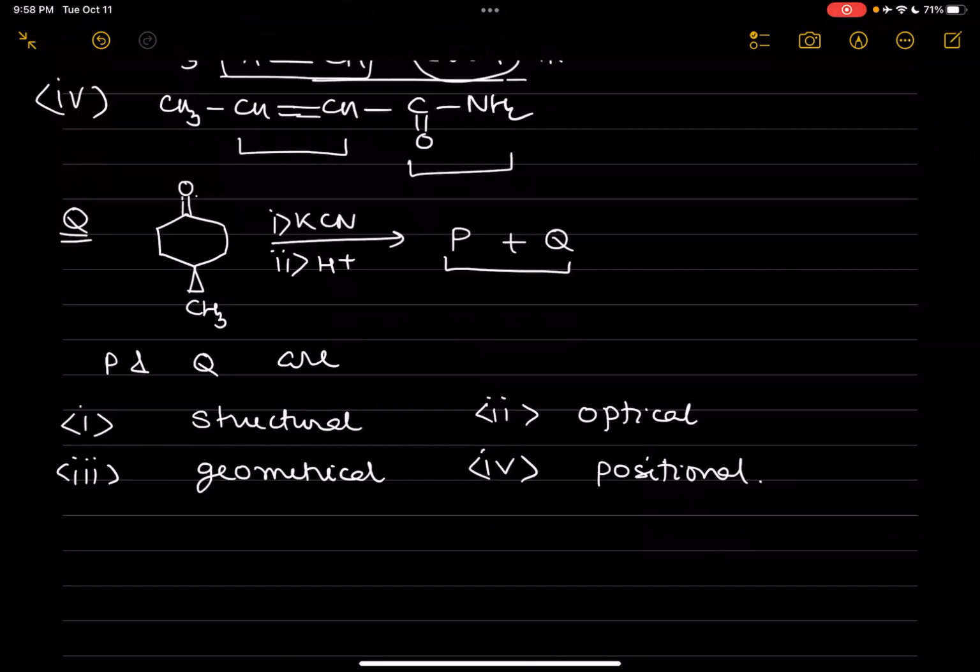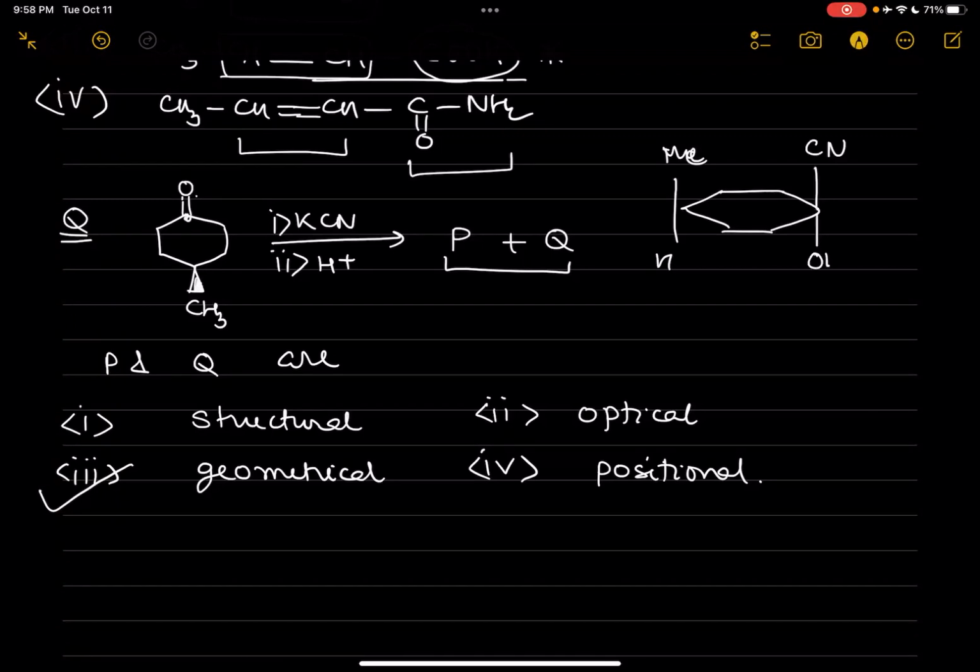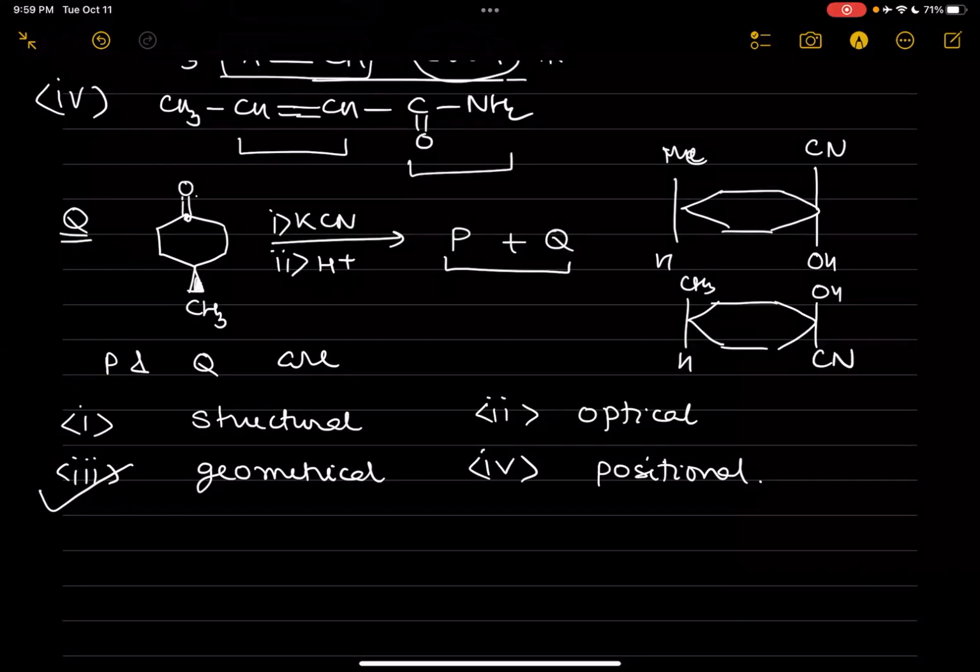But what are the products? Actually, the products are geometrical isomers. Suppose you have this methyl pointing upwards. Because the double bond was flat sp2, the cyanide can come from the top and make OH, or vice versa. Is it clear or not? Are you getting it? Yes, sir. So these two are geometrical isomers, cis and trans.